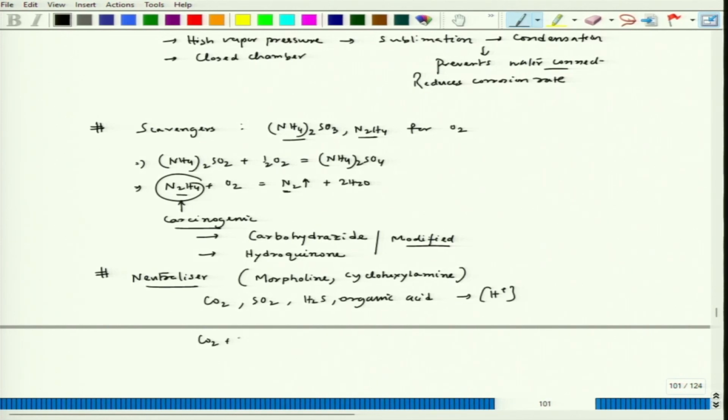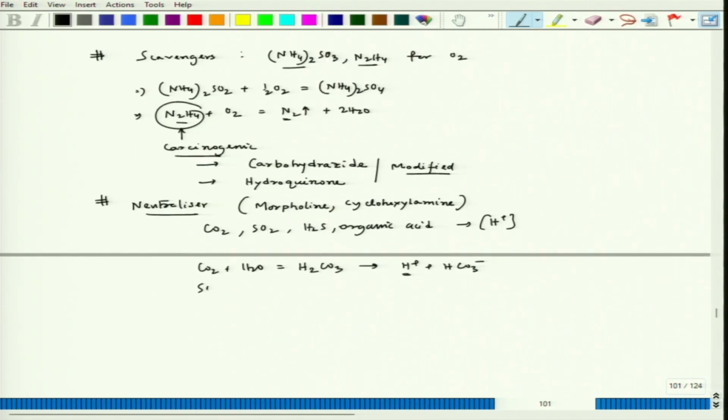How? For example, CO2 can react with water, it can form H2CO3, which is carbonic acid, and it can break into H plus plus HCO3 minus. So, you could see that hydrogen ion concentration is increasing. SO2 also can react with H2O and form H2SO3. This is also an acid, increases the hydrogen ion concentration. So, these neutralizers actually take care of that hydrogen ion and then reduce the acidity of the solution. And if you reduce the acidity of the solution, corrosion rate would definitely reduce. So, these are some of the examples of different inhibitors and how they work.